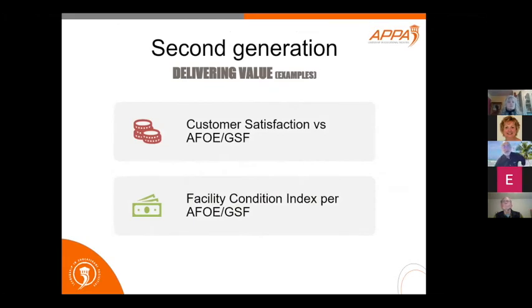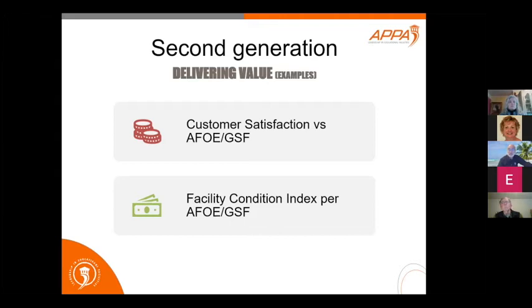But let's start talking about delivering improved value to your campus. You may be interested in value compared to customer satisfaction. So your driver may be your customer satisfaction on campus, and you want to use the resources you have, your annual facility operating expenditures, as efficiently as possible. Another way of doing it, if you're more long-term approached, would be to look at the facility condition index over time and how much you're spending to maintain your campus versus the condition that it's in.